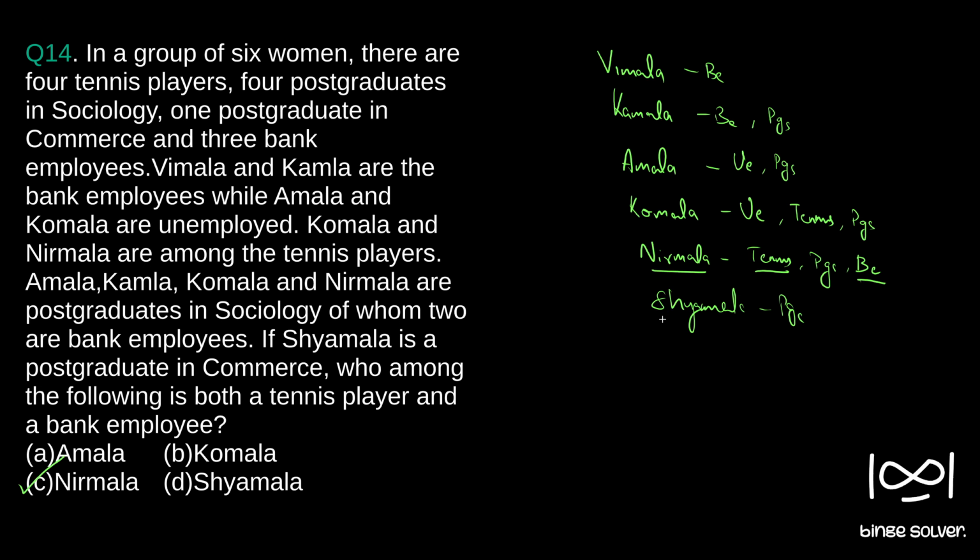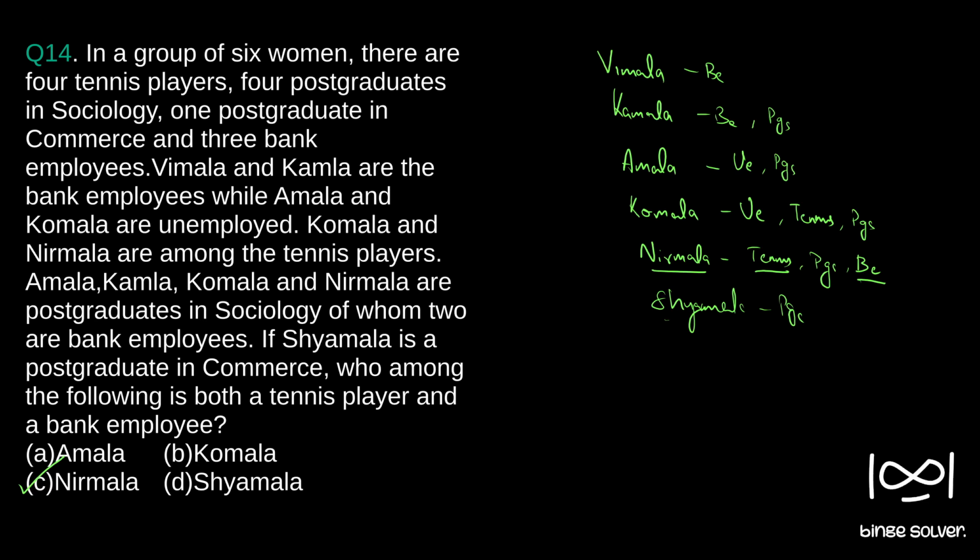So we could have avoided the last point. This was not needed. That is the advantage of reading the question first before filling in all the information. The moment we get the necessary information, we can just mark the answer and move on to the next question. We can focus only on the points that are needed. The question was, who among the following is both a tennis player and a bank employee? Bank employee and tennis player both applies to Nirmala. So option C is the answer. Solution for question 14 is C, Nirmala.